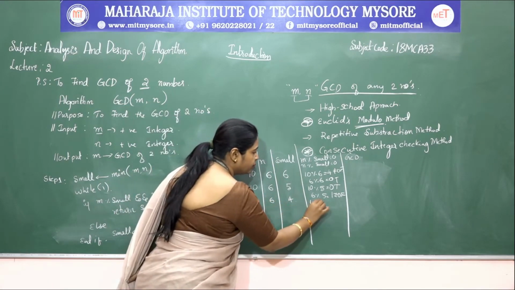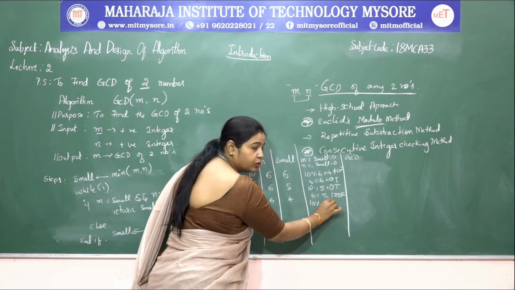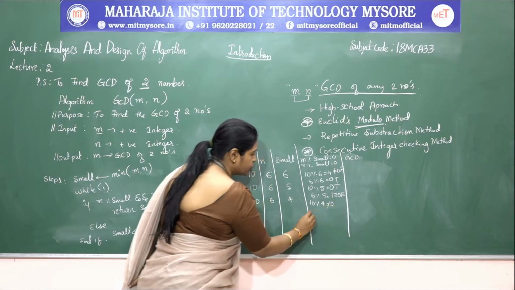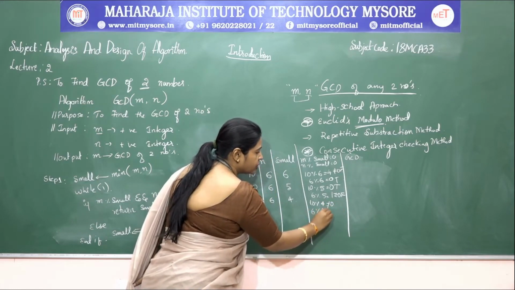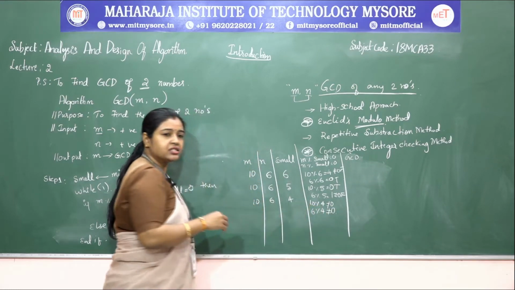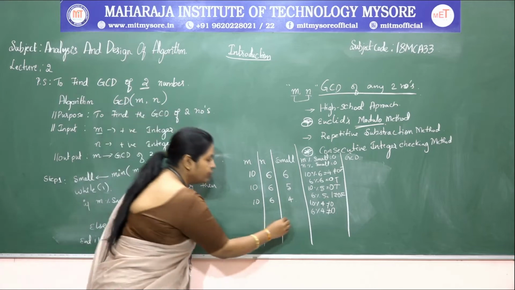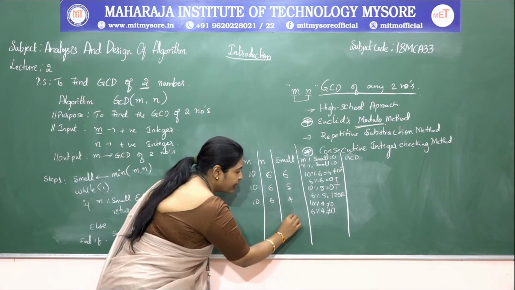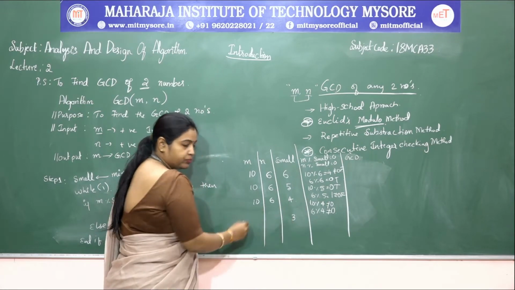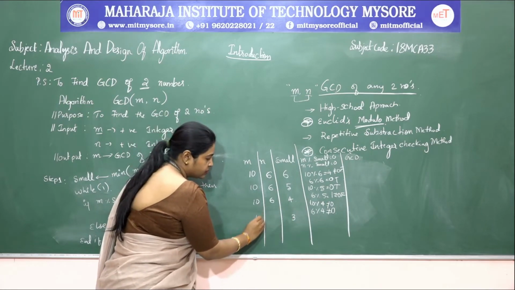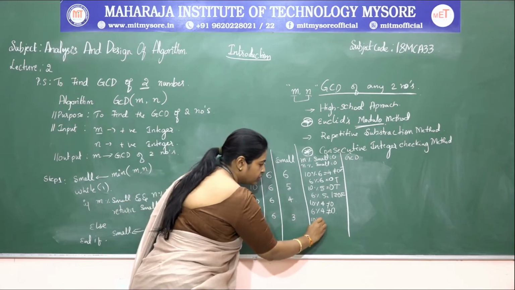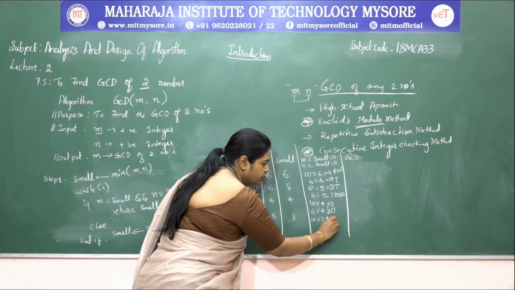Therefore, 10 mod 4 is equal to 0? No, this is non-zero, which is not equal to 0. 6 mod 4 is not equal to 0. Both the conditions are false, so definitely it is false only. Now again we need to reduce the small by 1. That is nothing but 3. Now next, m is 10 and n is 6. So the first number, 10 mod 3, is not equal to 0.